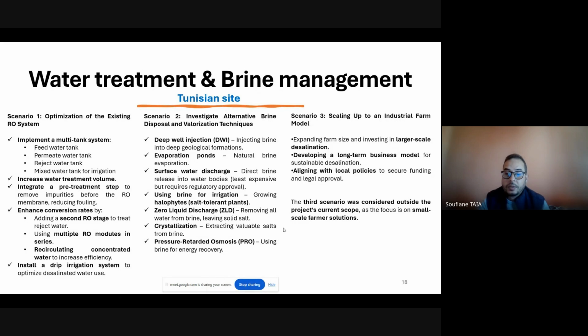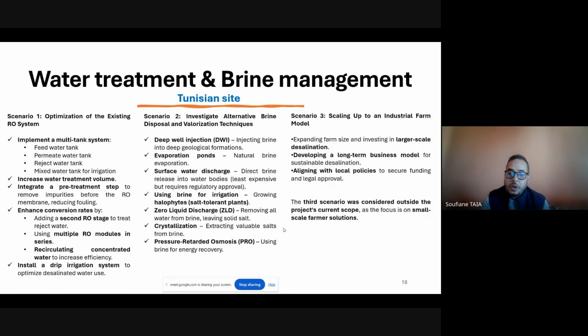The first one is optimizing the existing RO system, which means implementing a multi-tank system for better water separation and reuse, and also increasing treatment capacity and pre-treatment steps to reduce fouling. This solution will also help us enhance the efficiency by adding a second RO stage and recirculating concentrated water. And also, we aim to install drip irrigation to optimize the use of desalinated water.